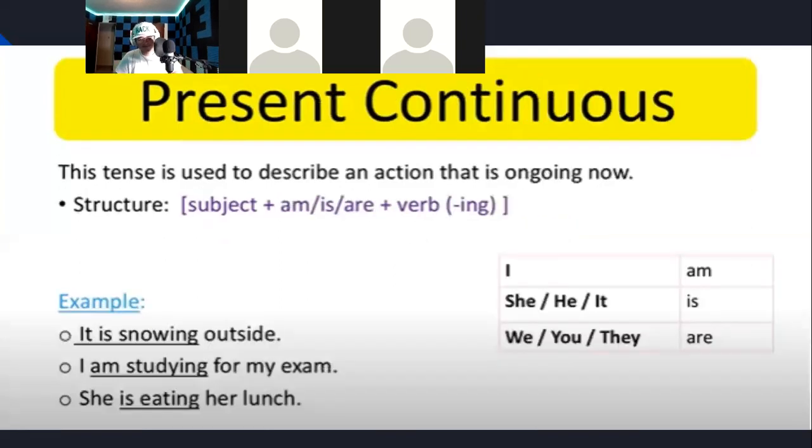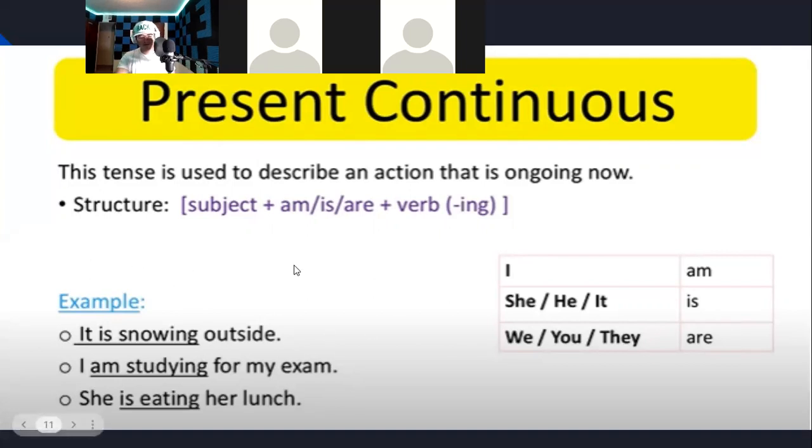Present continuous. This tense is used to describe an action that is ongoing now. Very simple. Structure: subject plus am, is, are, plus the verb ending in ing. If it's I, it should be used with am. If it's she, he, or it, it should be used with is. He is, she is, it is. If it's used with we, you, or they, it should be used with are. They are, you are, we are.